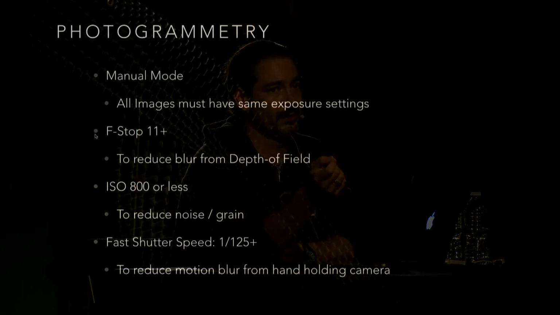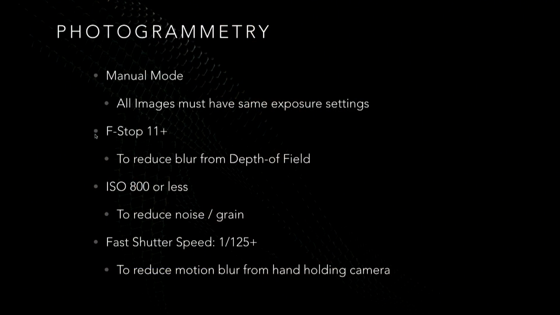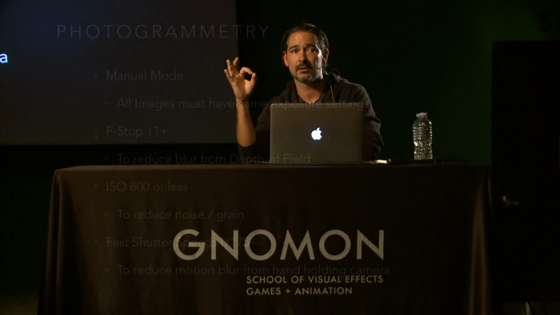Then your f-stop. Your f-stop, I found 11 plus is really what you need. So in a camera, you have the hole that lets the light in, right? Your aperture. And your f-stop is what controls the size of that. So a small f-stop, like an f1.4, the opening gets a lot larger. And a high f-stop, like f11, the opening's getting a lot smaller, right?